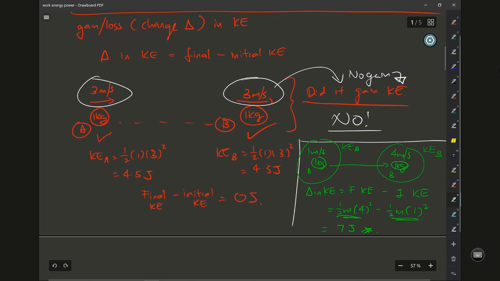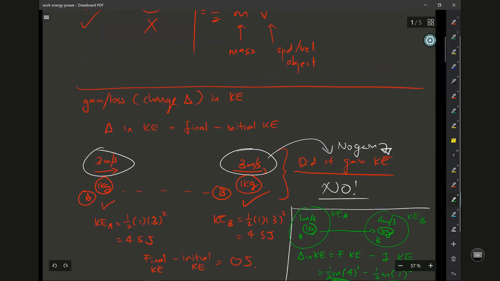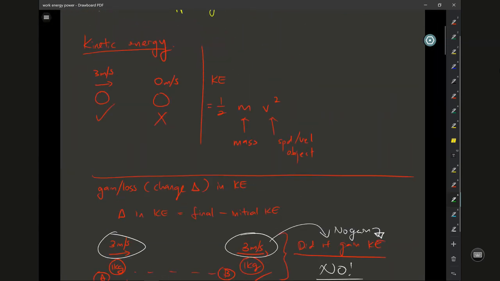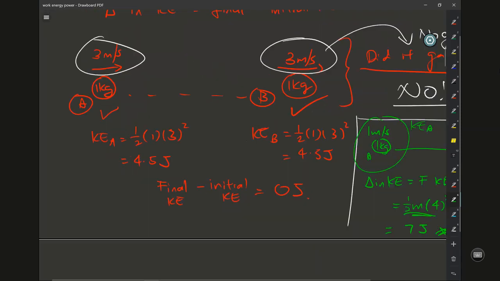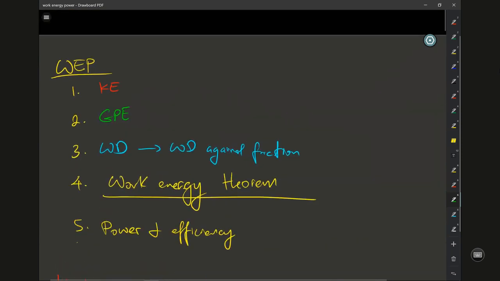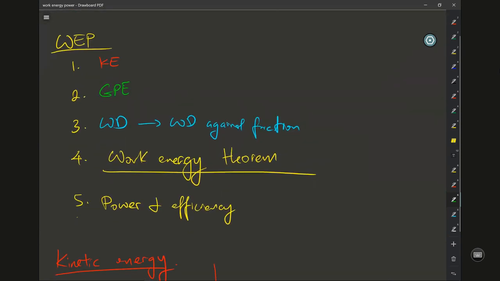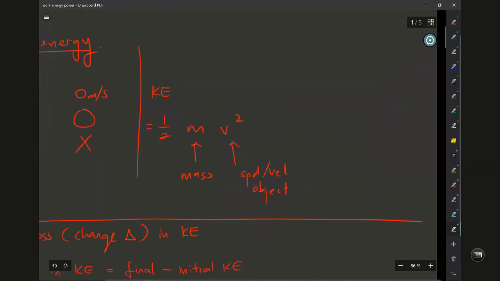So I hope in this short less than 5 minutes you will understand the idea of gain and loss in KE. Because with this, we are going to move on to the second idea, which is our GP. So the first one on the idea of KE is done. Let's move on to GP now.